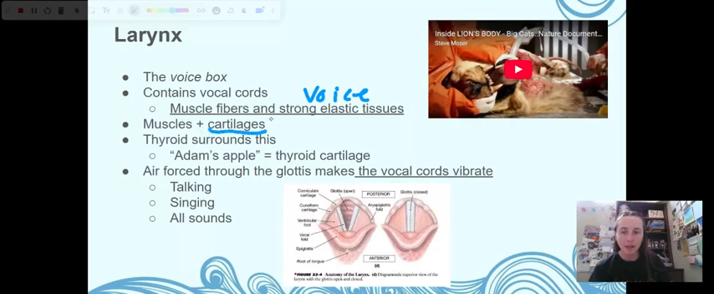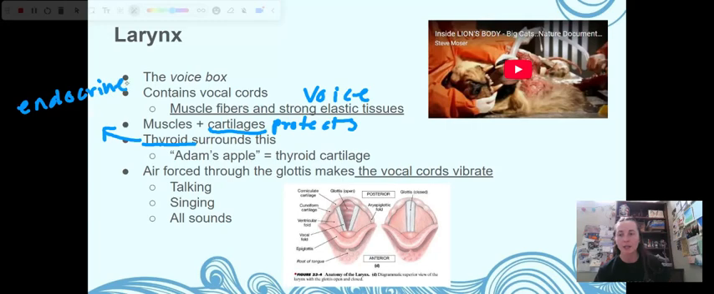And the thyroid also surrounds this. If we think back to what the thyroid was, we've got a little connection to another unit that we covered. Right? We talked about this when we were studying the endocrine system. So if you're trying to connect this to some other units, that was our hormone unit. The thyroid is surrounding the larynx.